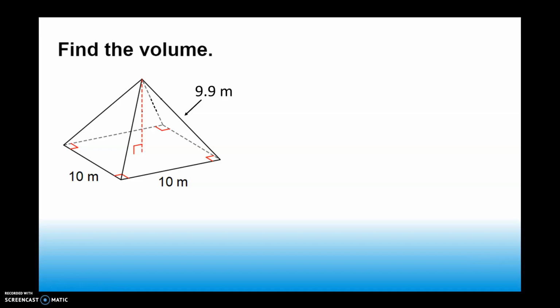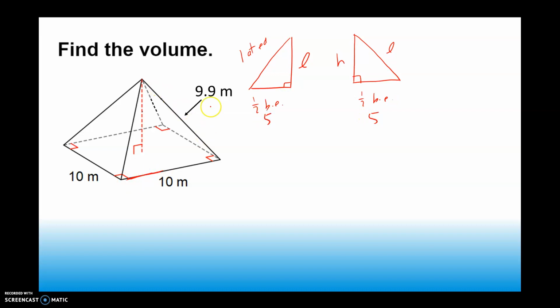I'm going to draw out my 2 triangles here. I have my slant height, my lateral edge, my half base edge, and then I'm going to have my second triangle, which is my height, my slant height, and then my half base edge. All right, so let's replace what I know. I know half of my base edge is going to be 5. They're telling me that my lateral edge is 9.9. So let's figure out what my slant height is for this guy.